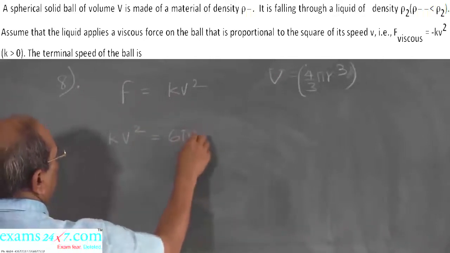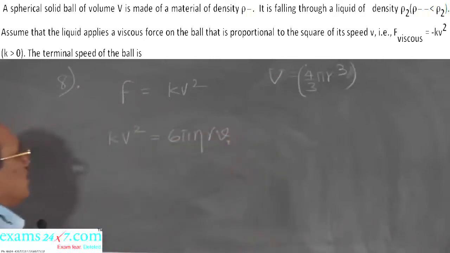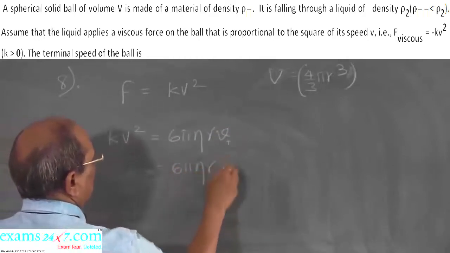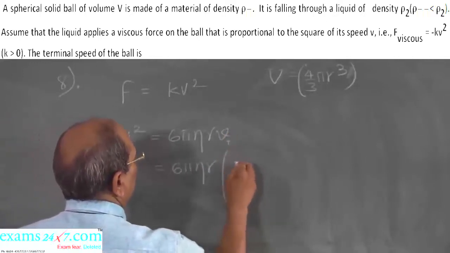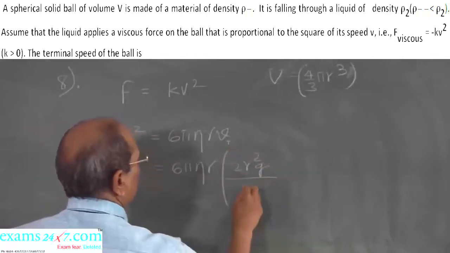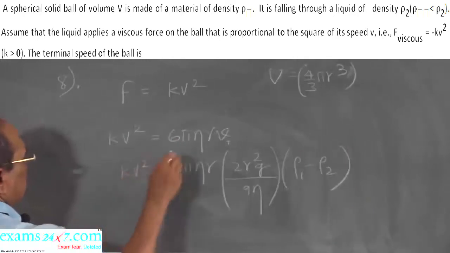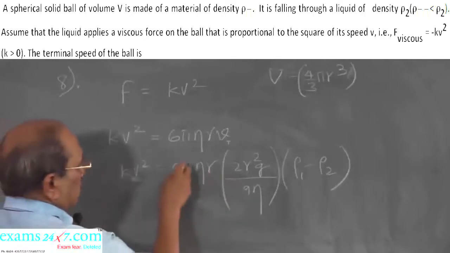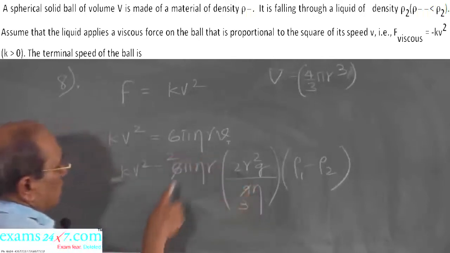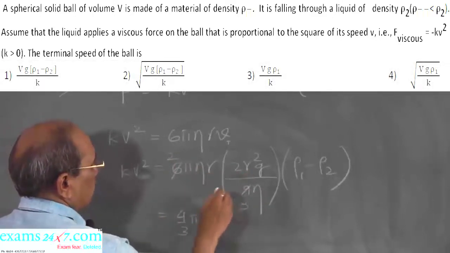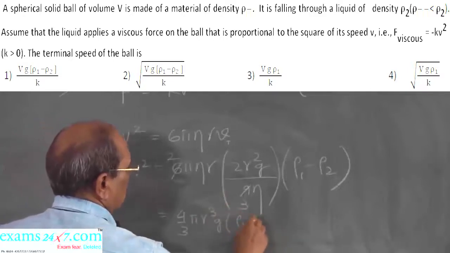The kV square is equal to 6 pi eta r Vt, terminal velocity. I come to this. This is equal to 6 pi eta r into terminal velocity, which is 2 r square g upon 9 eta into rho1 minus rho2. This kV square as it is. 6 2's, it is 3 times 4, it becomes 4 by 3 pi r square into r is r cube into g rho1 minus rho2.